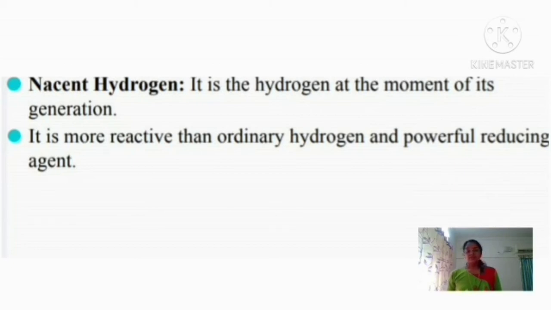But when hydrogen gas is bubbled through potassium permanganate solution, the pink color of the potassium permanganate won't decolorize. That means the nascent hydrogen is more active than ordinary hydrogen, and hence it acts as a more powerful reducing agent than ordinary hydrogen.